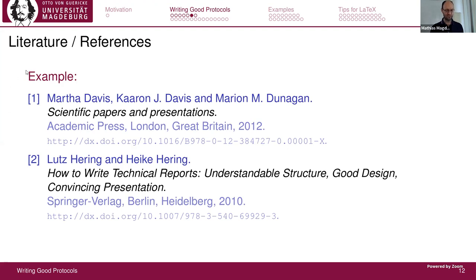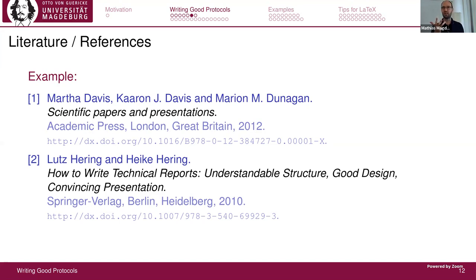Then if you cite sources, if you give literature references, each reference should contain the name of the author or the authors. There should be the title of the source. There should be a date or a year when the source was published. I mean, just so that the reader has some idea: is this a very current source? Is it some older source? And there should be a way of how to access the source.